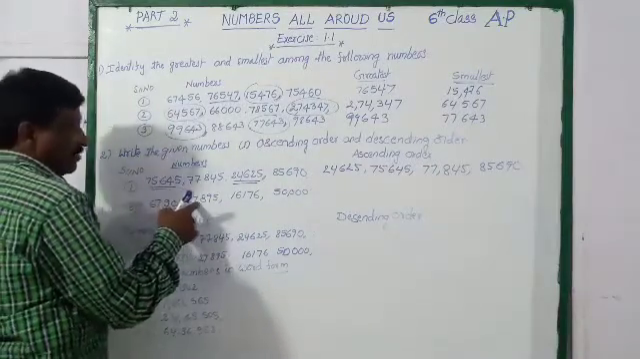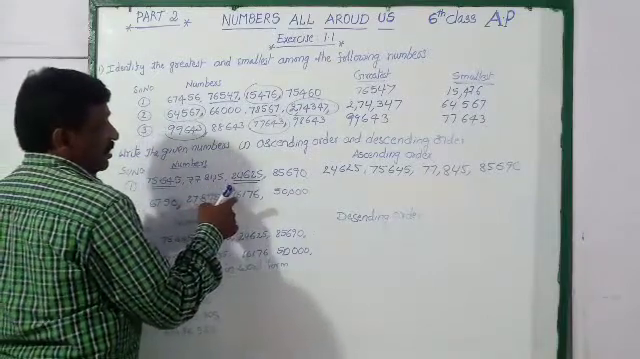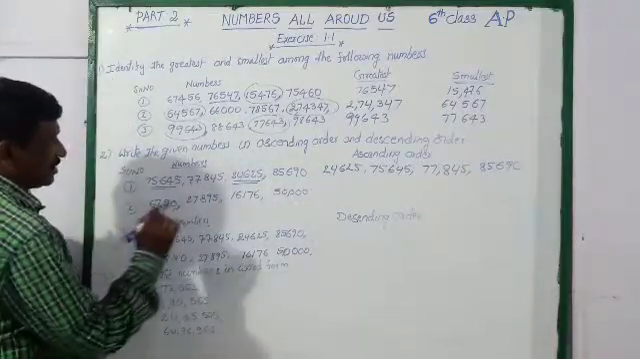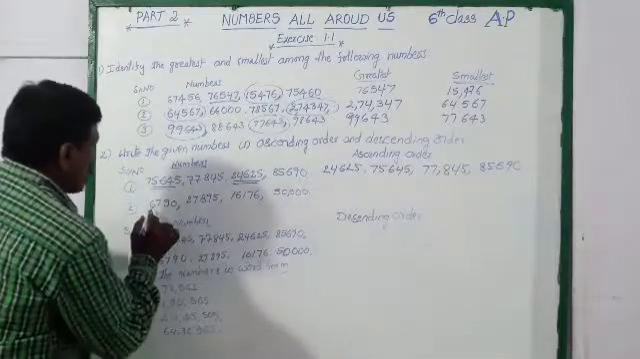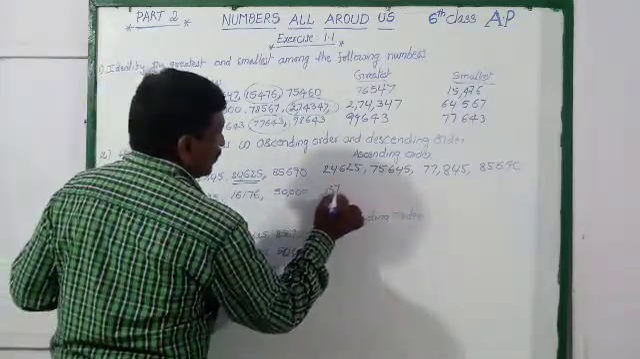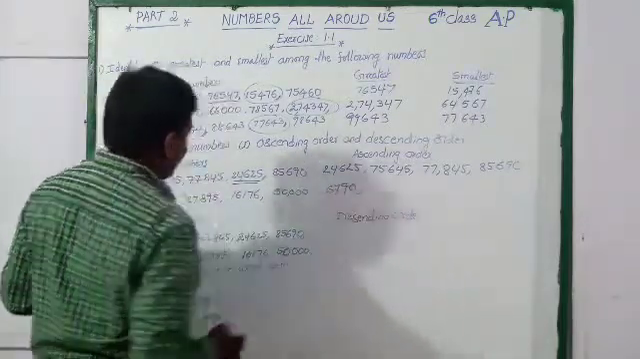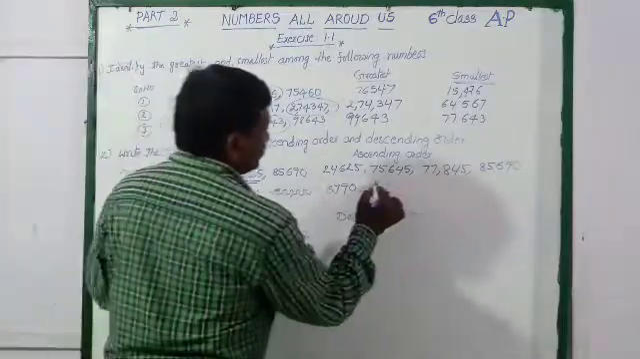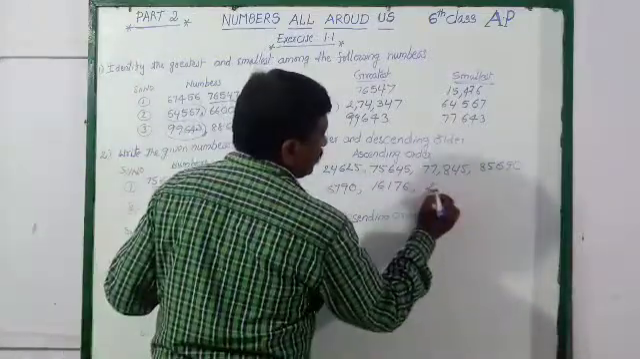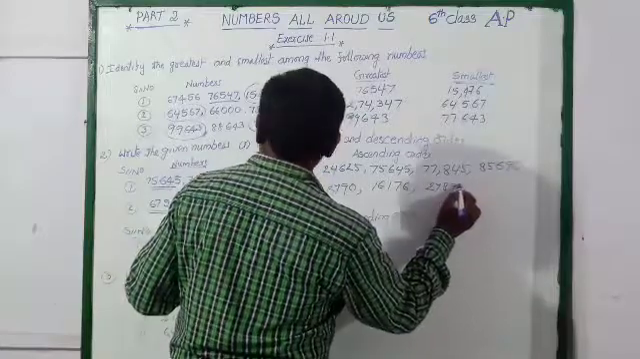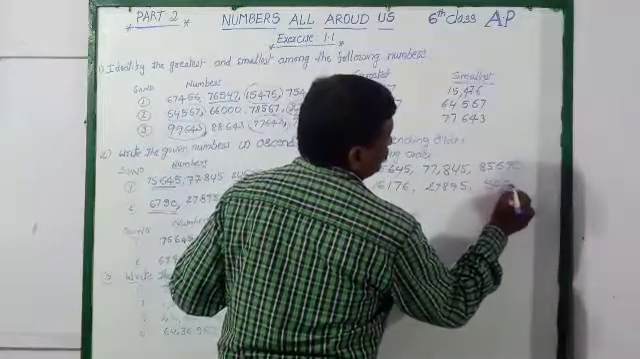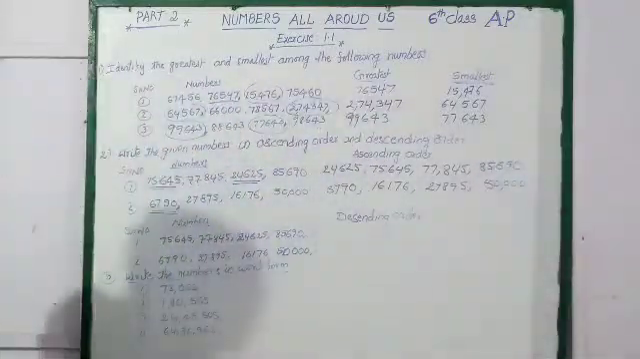Next row: 6,790, 27,895, 16,176, 50,000. Which is the smallest? 6,790 is the smallest. Next 16,176, next 27,895, next 50,000. This is the ascending order.